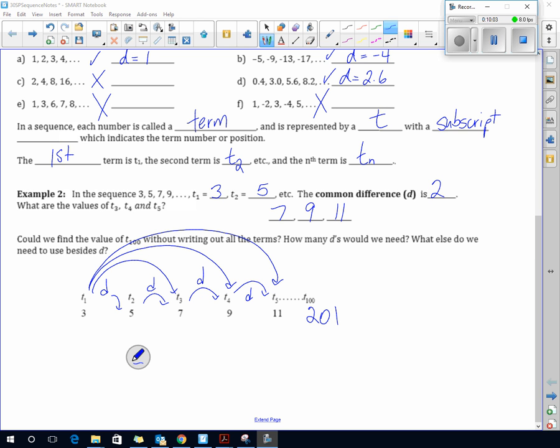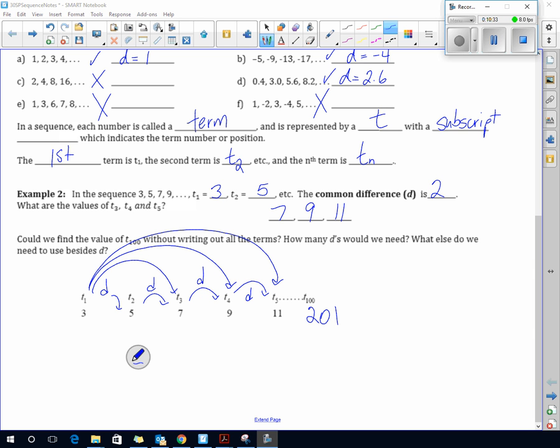The correct way is what Ryland said. He knew that if you're going from the first term to the second term, you're going up by one difference. To go from the first term to the third term, you're going up by two differences. So the number of differences is one less than the term number. So he knew he had to have 99 differences. 99 times 2 is 198. And then you have to add the first term to it to get to the 100th term.